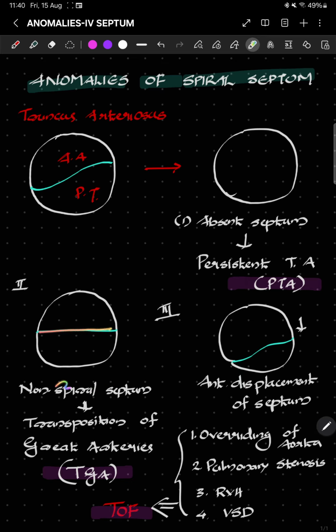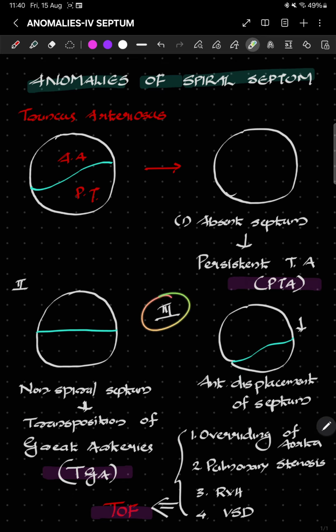There will be a straight septum, or a non-spiral septum. We all know that blood flows from the left atrium and the right ventricle towards the arch of the aorta and the pulmonary trunk. So if the septum is not spiral in nature, blood from the right ventricle will be going towards the arch of the aorta, and blood from the left ventricle will be going towards the pulmonary trunk. So there will be transposition of the great vessels. There is a difference in the position of the great vessels.